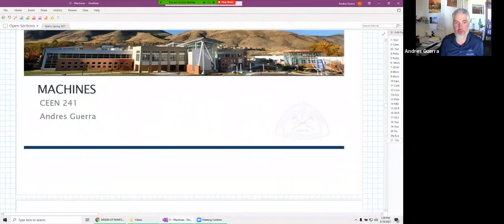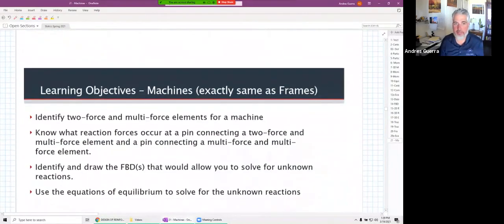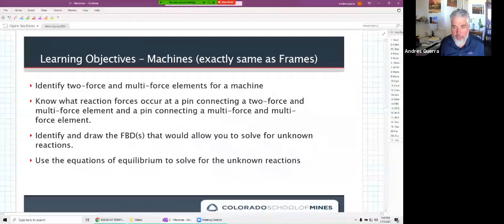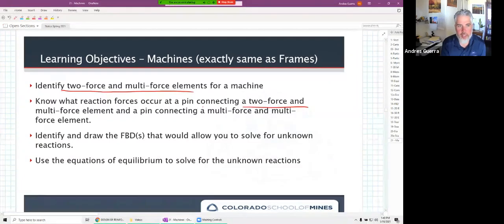So let's go on to machines here. Like I said before, the learning objectives are exactly the same as frames. We need to be able to identify two-force and multi-force elements. That's what we did today. Know what reaction forces occur at a pin connecting a two-force and a multi-force, and a multi-force and a multi-force.